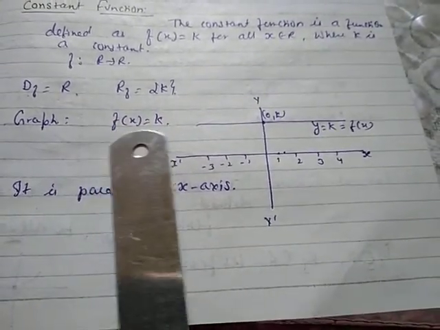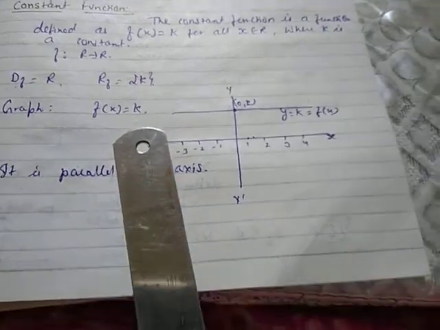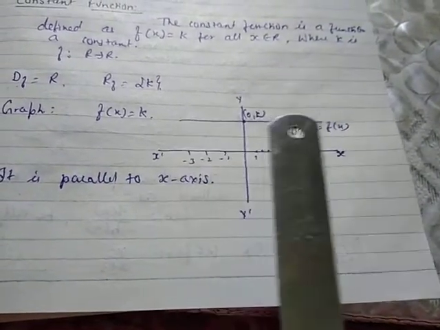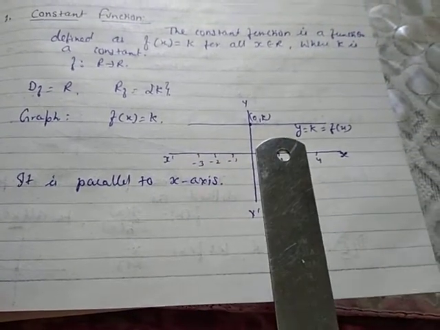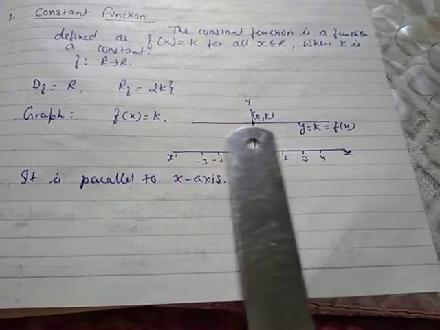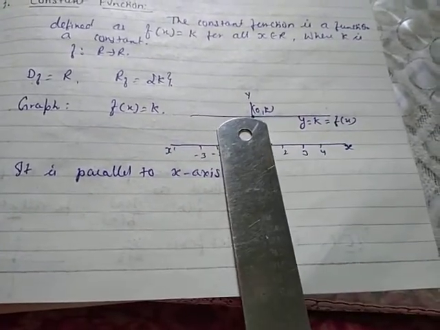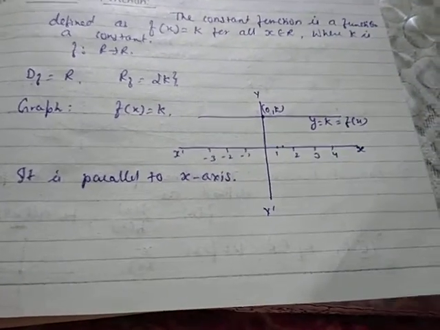The graph of f(x) = k, you have already drawn in 10th standard. y = k is parallel to the x axis. Okay, y = k, y means f(x), it is parallel to the x axis, and this point is your terminal point (0, k).